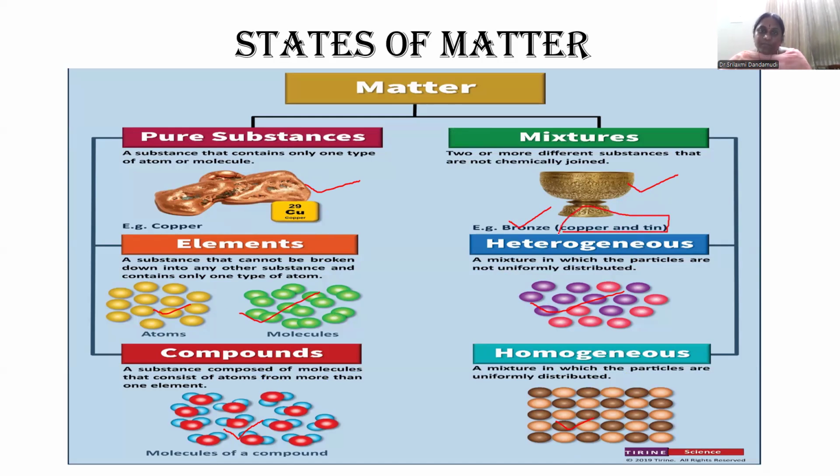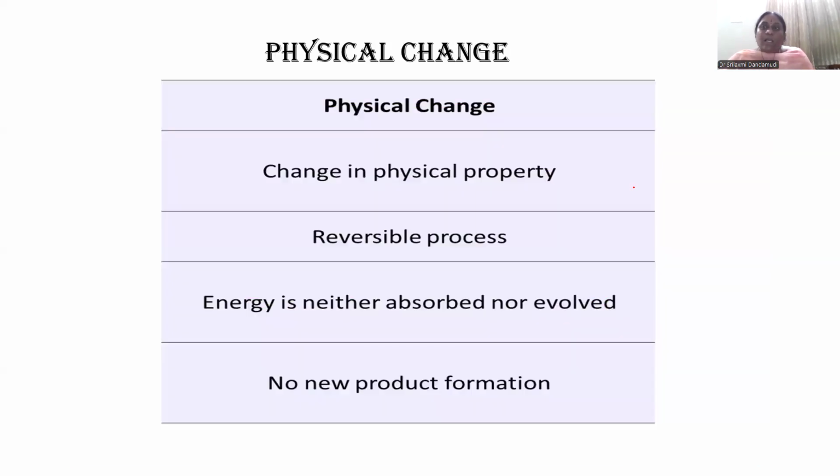See here, this is pure copper. It contains a single type of atom, so it is a pure substance. To this copper, if you add tin, it converts into bronze. It is a mixture. Okay, next topic in this unit is chemical changes or physical changes.